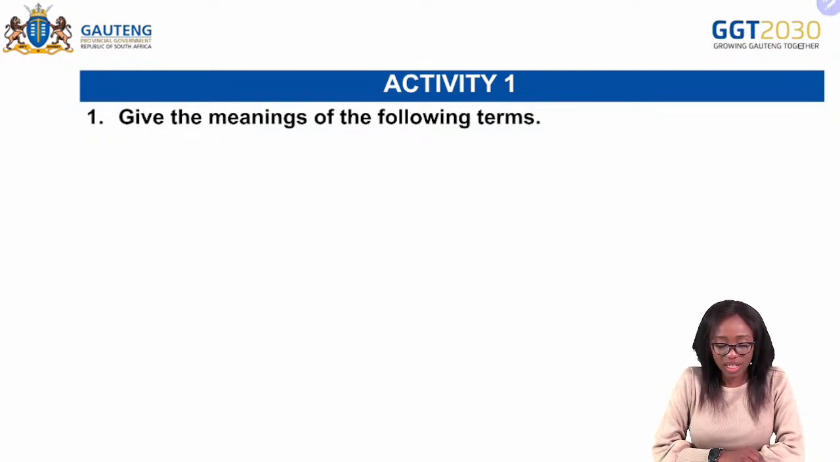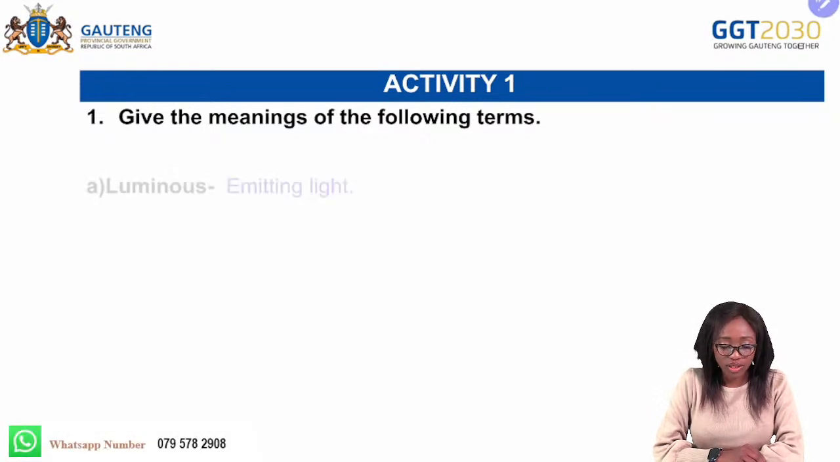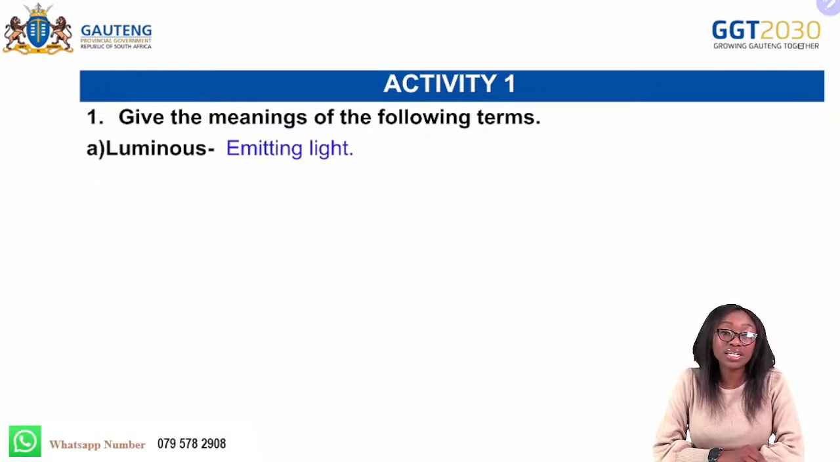Now let's give the meanings for the following terms. We had luminous and we had radiation. What do they mean? Luminous means emitting light, or to emit light. If you got that one correct, you can give yourself a mark.